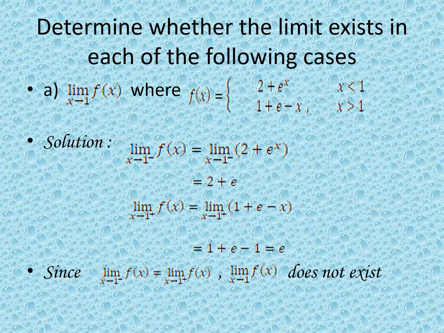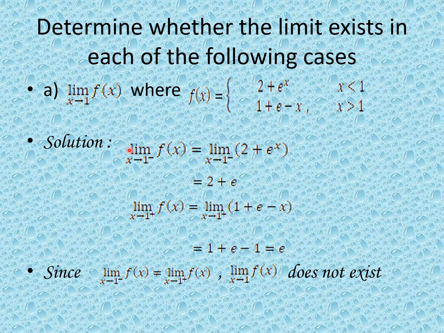first we are finding the limit of f(x) when x approaches 1, where my f(x) is split into 2. For x less than 1, my f(x) will be 2 plus e to the power x, whereas for x greater than 1, my f(x) will be 1 plus e to the power minus x. So first, we are finding the limit for x less than 1.